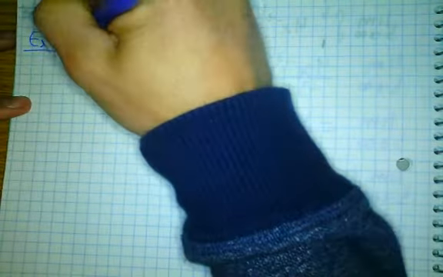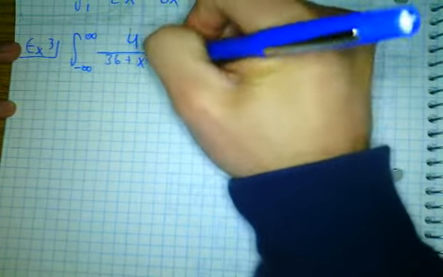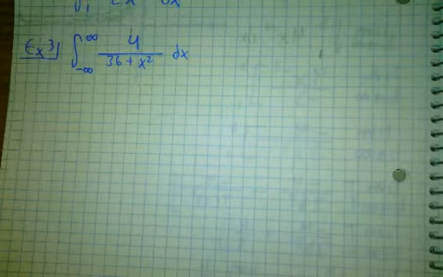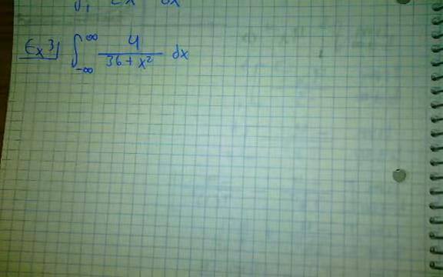Let's make this more fun. Let's do the integral between negative infinity and positive infinity. And let's make the integration fun too. Why not? 4 over 36 plus x squared dx. This is inverse trig. Which one specifically? Arctangent. It's good that we recognize it.